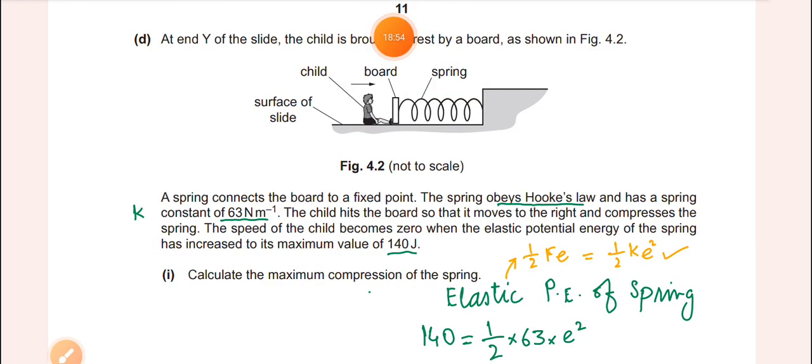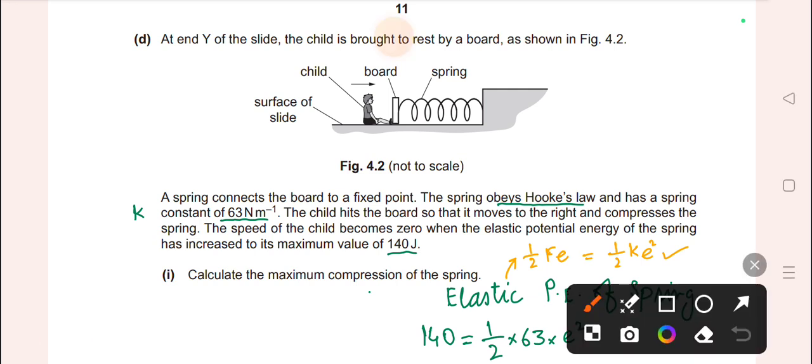Then it says at the end of the slide, the child is brought to rest. Brought to rest means all this kinetic energy is stopped and is converted into other forms of energy. And what is this? A spring is shown, and the spring is compressed. So the kinetic energy will convert into the energy of the spring, that is elastic potential energy. And the given elastic potential energy is 140 joules.